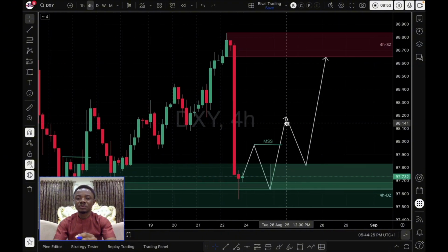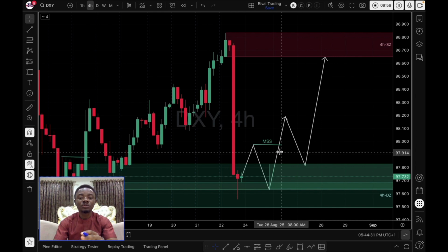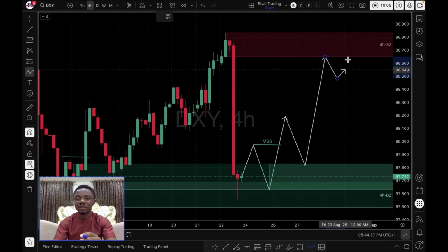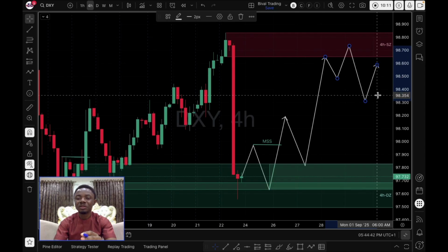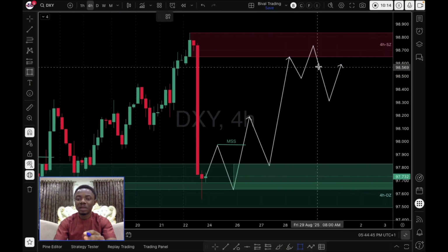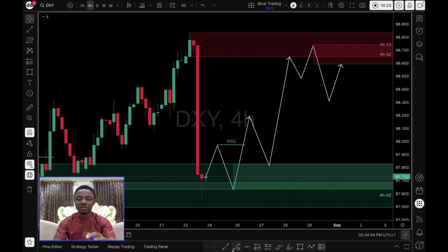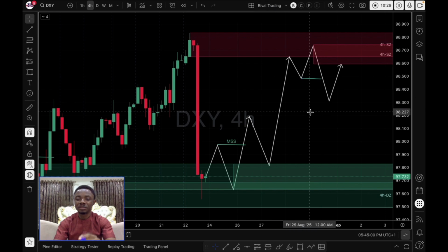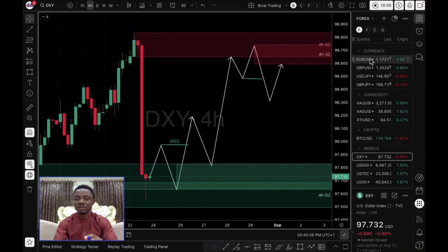Also, if price should trade back into this supply zone here, I'm not just going to short blindly. I will use the same method by waiting to see a fractal shift in market structure. Once I see that, any new supply zone created there will become my short position. So that is simply the step I take when I want to use a confirmation method for my entry. Having said that on DXY, let's go over to the next pair, which is EURUSD.